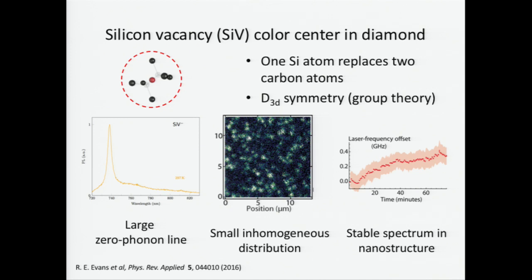Another one is a small inhomogeneous distribution. As I said, in a solid-state environment, each color center is slightly different, but that difference is relatively small compared to other solid-state emitters. And it is also known that its optical transition is relatively stable, even over an hour of observation. It doesn't fluctuate or change very fast.